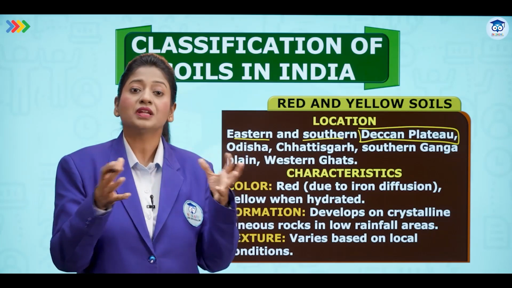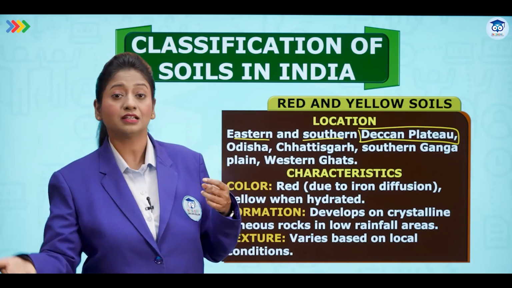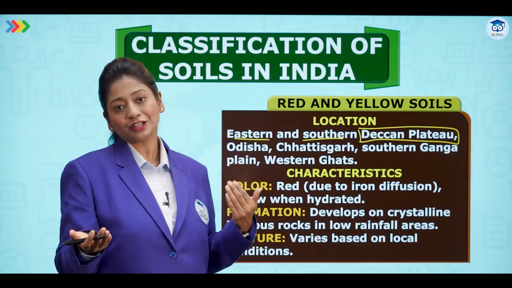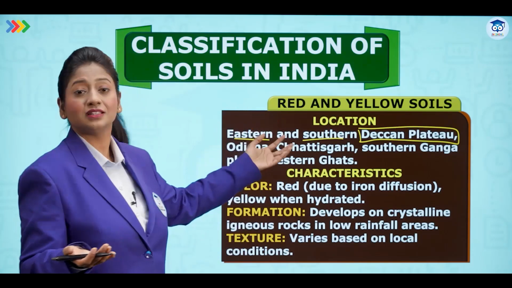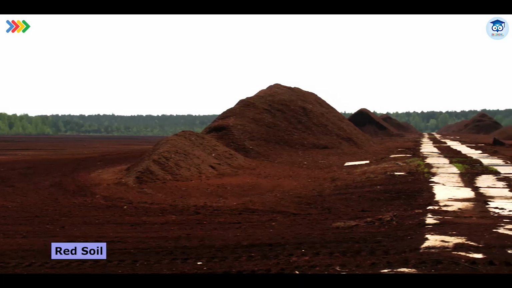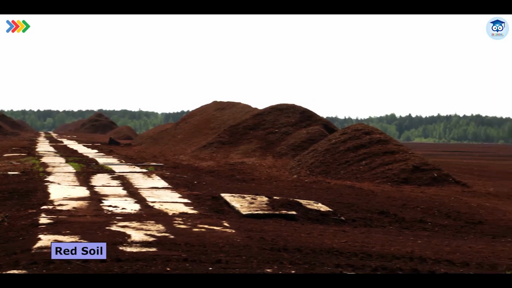How is the soil formed? The rock gets weathered, broken down over years and years, and then that soil is formed, isn't it? So that soil will definitely have the quality of the parent rock. Correct? That is how it gets its color and characteristics. Color, as we said, is red due to iron diffusion. We just spoke about it. Because of iron, it is red in color.